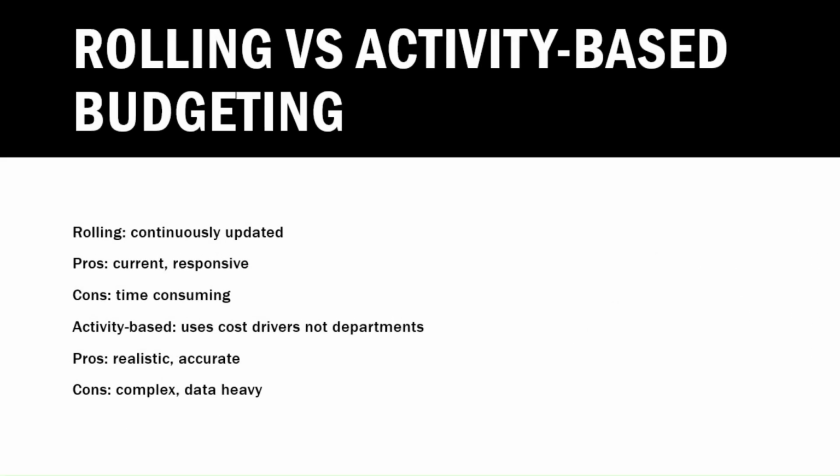Rolling budgets maintain a 12-month horizon by adding new months as each ends. They keep budgets relevant but require ongoing work. Activity-based budgets allocate costs to activities such as purchase orders, giving accuracy but needing detailed information.